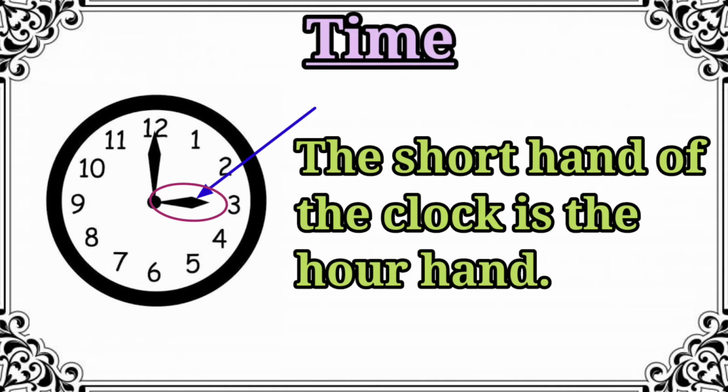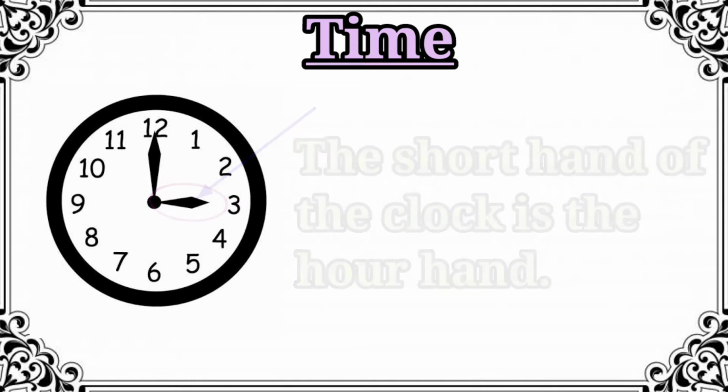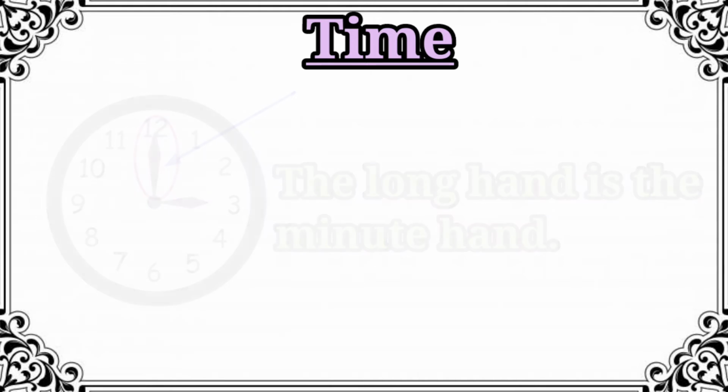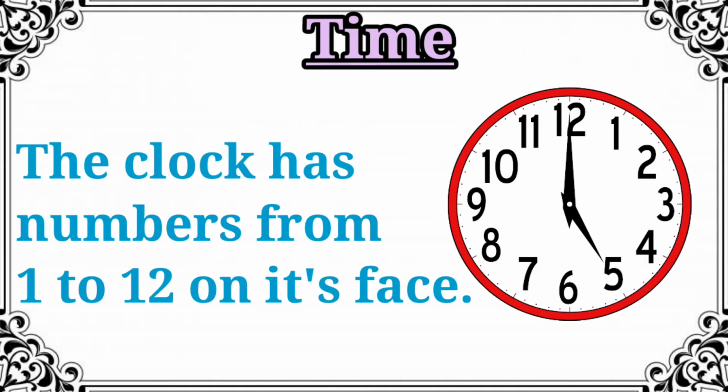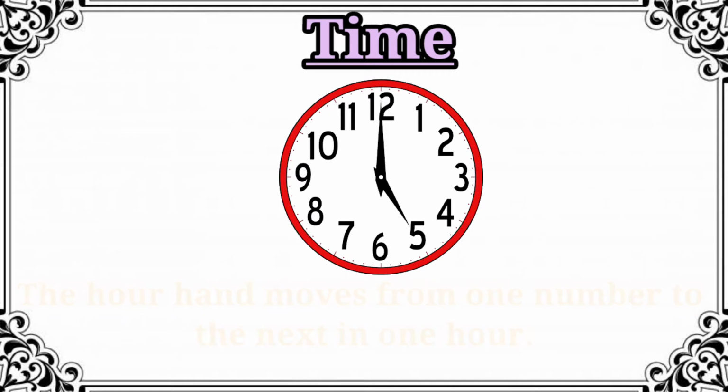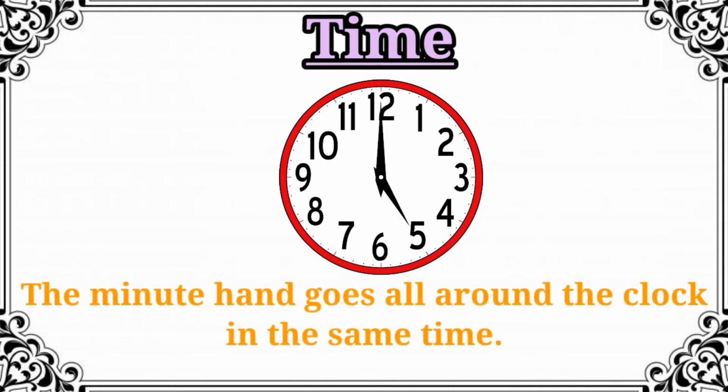The short end of the clock is the hour hand. The long hand is the minute hand. The clock has numbers from 1 to 12 on its face. Then the hour hand moves from one number to the next in 1 hour, and the minute hand goes all around the clock in the same time.